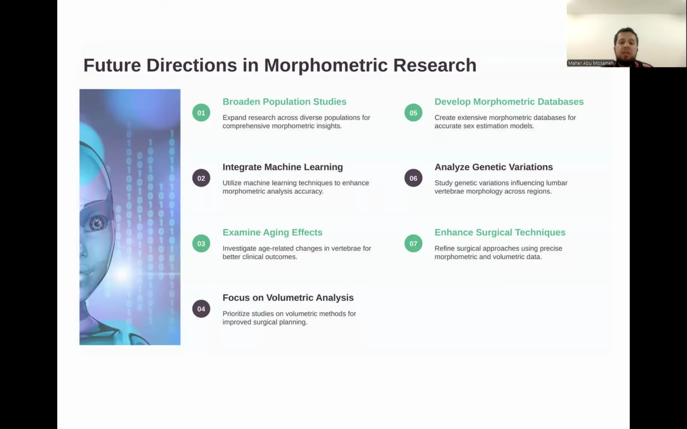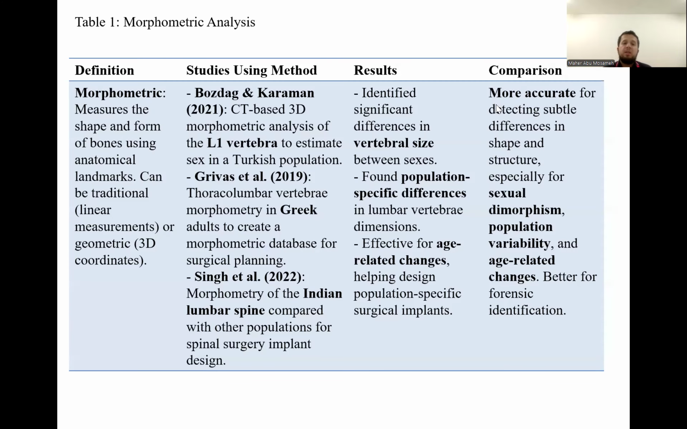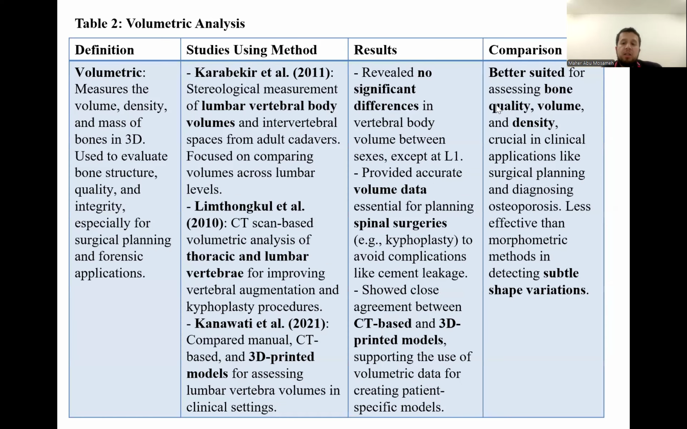Examine the age-related changes in vertebra for better clinical outcomes, and also do more studies using volumetric methods for improved surgical planning. Develop morphometric database, which is important to create databases for accurate sex estimation, analyze genetic variation, and enhance surgical techniques. So this is the summary of both morphometric analysis as well as volumetric analysis.